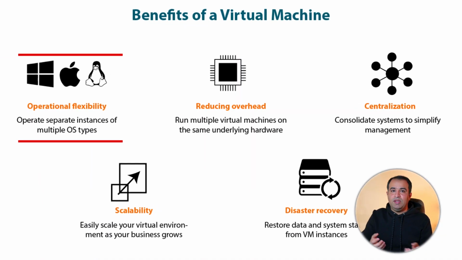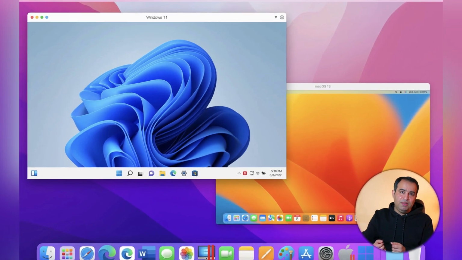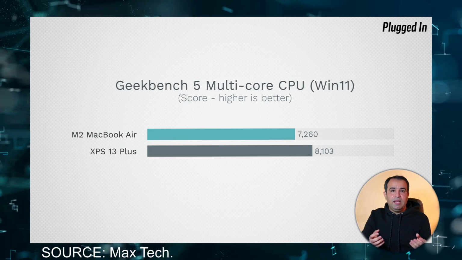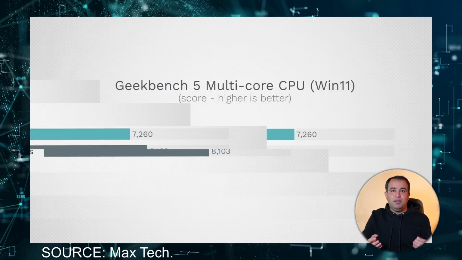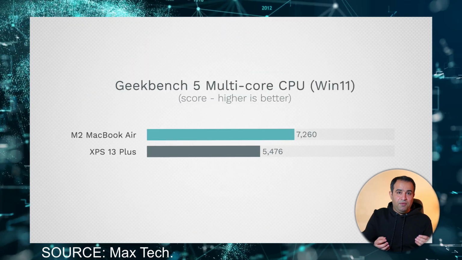On top of this, one of the advantages of using a virtual machine is the ability to easily switch between different operating systems, which can be very useful for those who work with multiple platforms or need to test their applications on different operating systems. With such improvements, the gap between the native and virtualized performance continues to shrink, making it a viable option for many users.